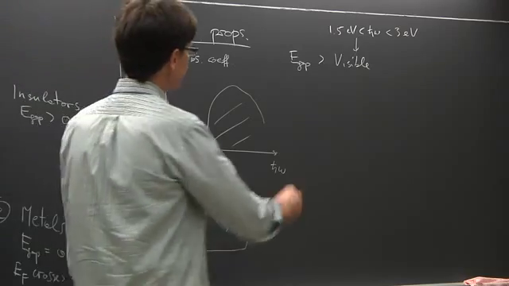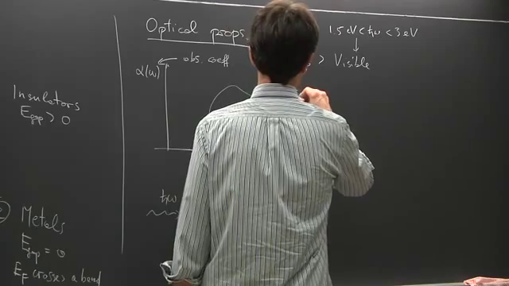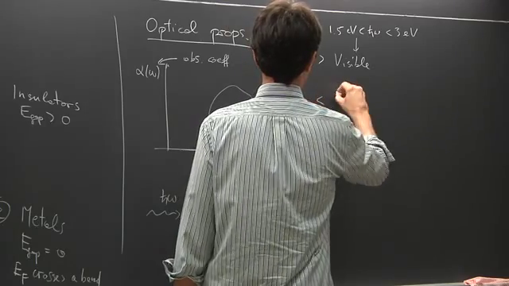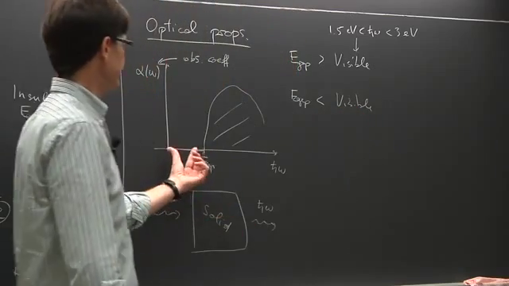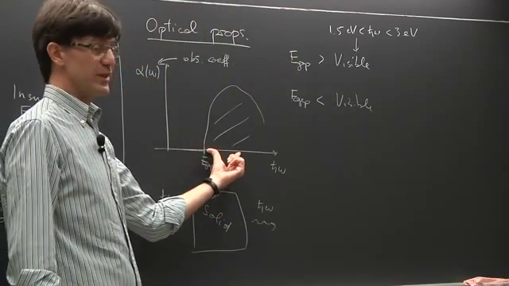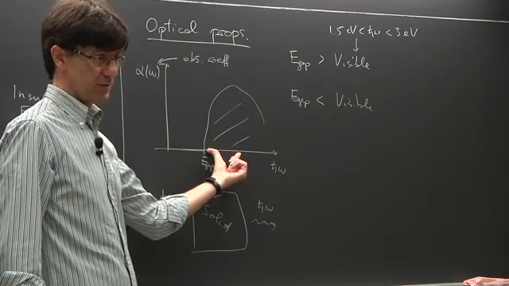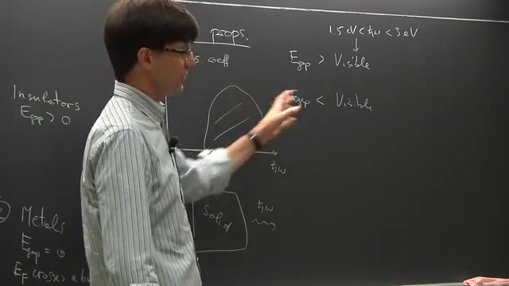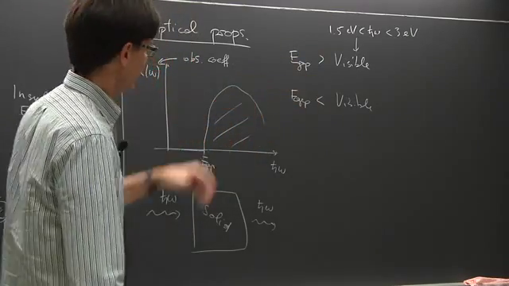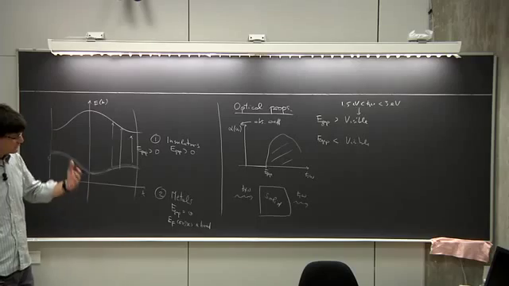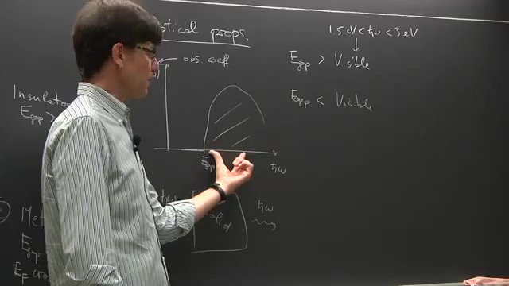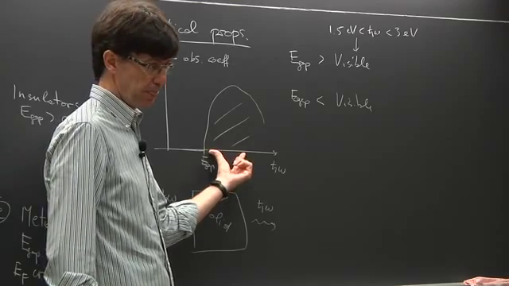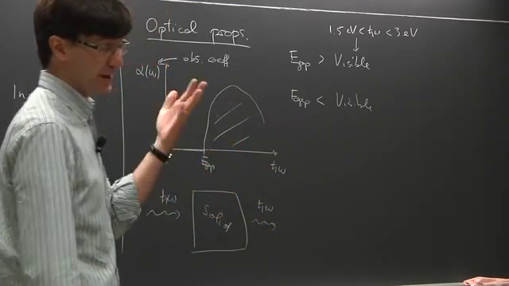If the energy gap is below the visible range, that is below 1.5 electron volts, then the visible range is all within the absorption range, of course, assuming that the absorption coefficient remains finite for large energies, and therefore visible light is completely absorbed. So you don't see through that material, essentially.